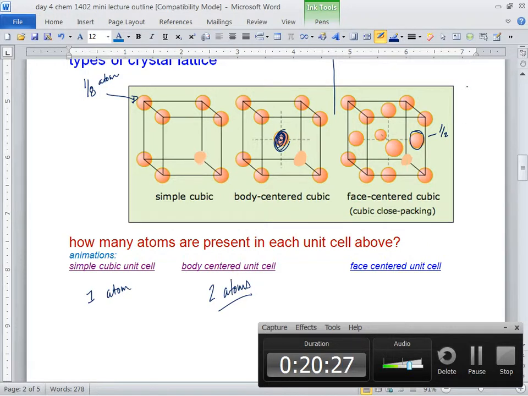So that means at the corners, you've got 1 total, right? So there's 1 total just from the corners. And then you take 2 faces, and you'll get another one. 1, 2. So how many total will there be? 4. Total will be 4. Because there's another one, add up the 2 faces. You've got 6 faces. So there's going to be 3 more. Four atoms total.